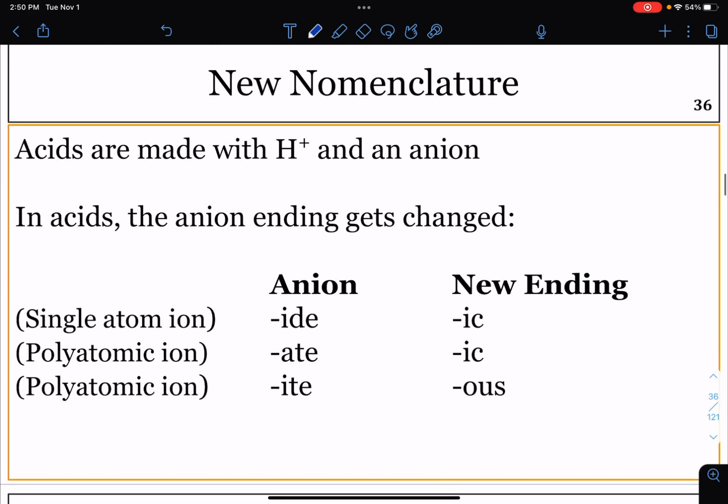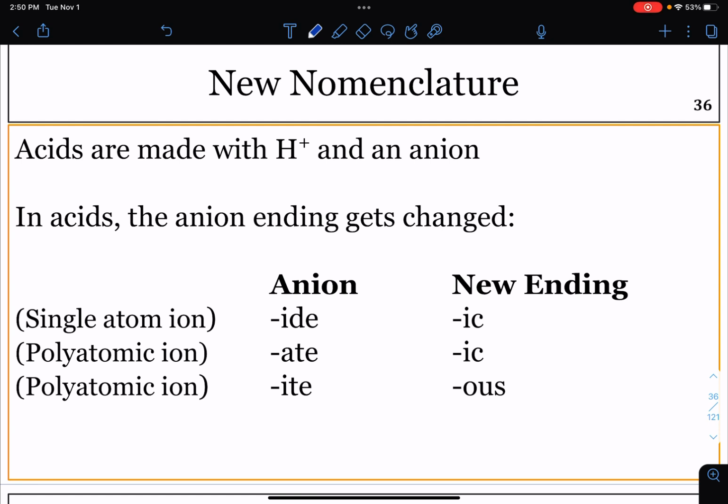We're going to learn some new nomenclature here, and these are for acids. We will learn more about acids and bases in our chapter on acids and bases later on, but here we are going to just learn how to name them. The ending on the anion of the acid changes depending on what it was originally.